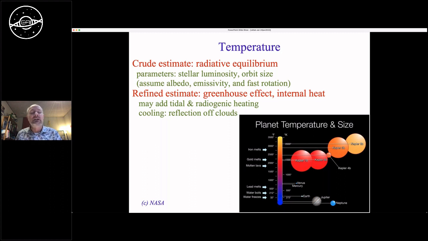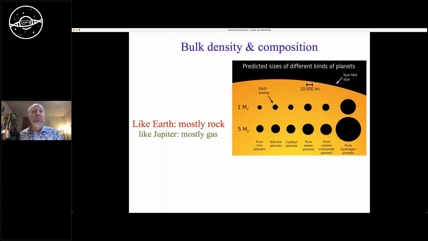You can include other effects like the greenhouse effect, or also some planets still carry internal heat, and there are various other effects that you can try and take into account and refine these temperature estimates.